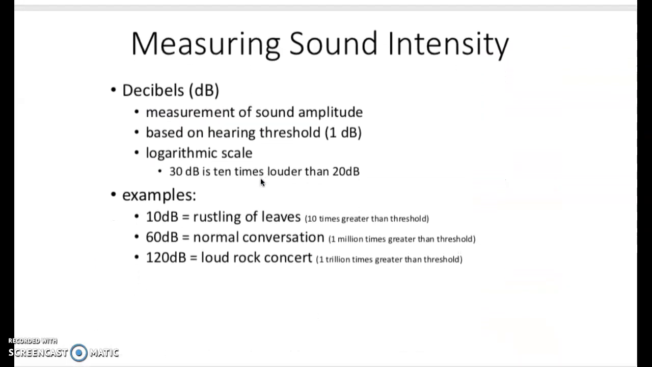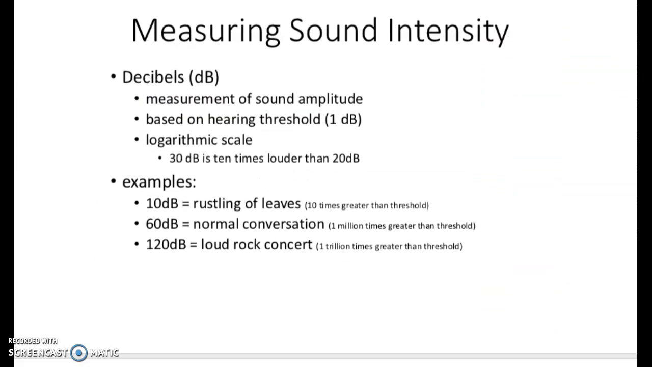So we measure sound intensity with the decibel. You guys are probably familiar with this. It's a logarithmic scale, so it's not exactly equal. So 30 decibels is 10 times louder than 20 decibels. Some examples down here, just kind of FYI. 10 decibels, rustling of leaves, versus a loud concert is 120 decibels.